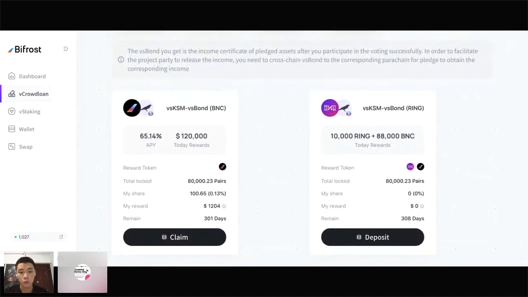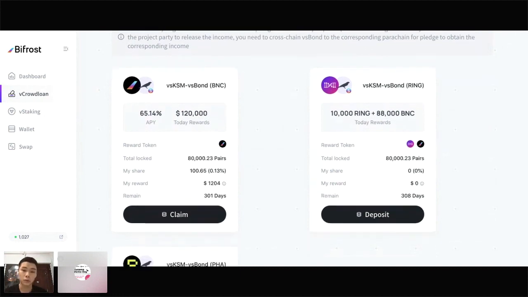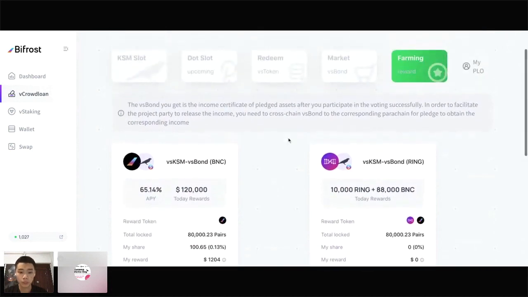So before they win the auction, users will also have a chance to put into the VS Kusama and VS Bond here. The VS Kusama and VS Bond cannot be transferred, but you can use them for derivative mining. And if the parachain loses the auction, you still can get the reward from it. That's the advantage of Bifrost SLP supported parachain.